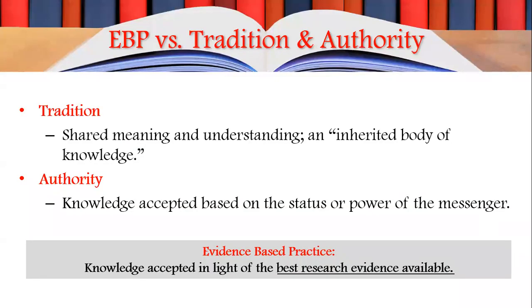And now let's talk about EBP in comparison to tradition and authority. So in chapter 1, we talked about the difference between these two concepts. And so we talked about tradition in terms of it being shared meaning and understanding, or an inherited body of knowledge. So a lot of times when we walk into a new agency context or we get a new job, we're walking, in many instances, into an inherited body of knowledge, whether we realize it or not. And oftentimes we hear folks say, well, it's always been done this way, right? Or this is just the way things are, right? And so that's really tradition speaking.